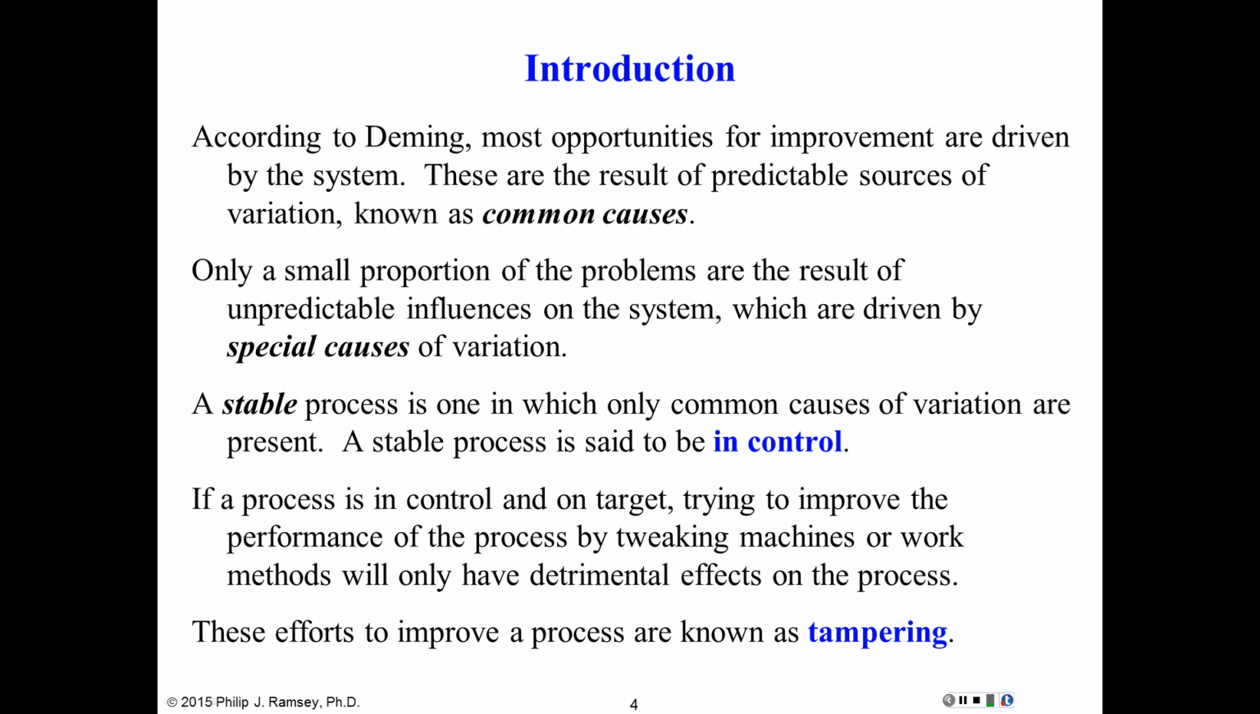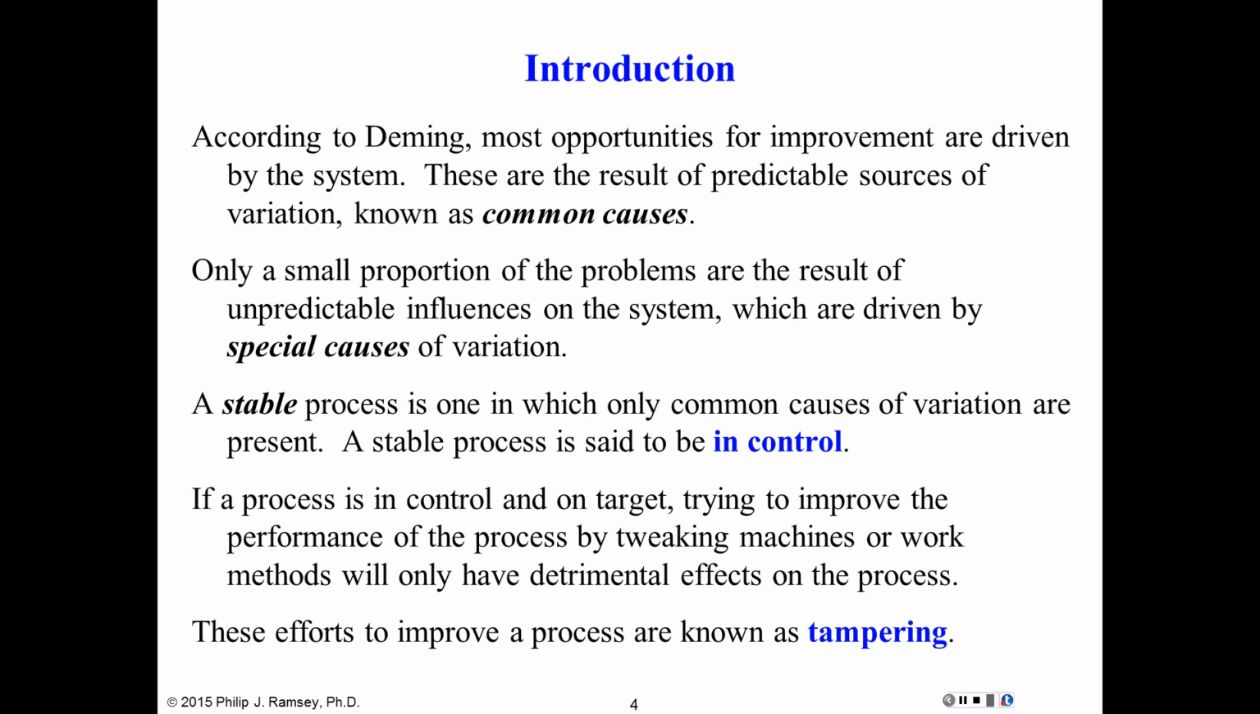Well, we often use the terminology in control or stable. If a process is in control, that means the only variation we see is a result of common cause variation. In other words, it's inherent. There are many words for it. Inherent variation, common cause variation, noise, all of them mean the same thing. But we say the process is stable or in control.